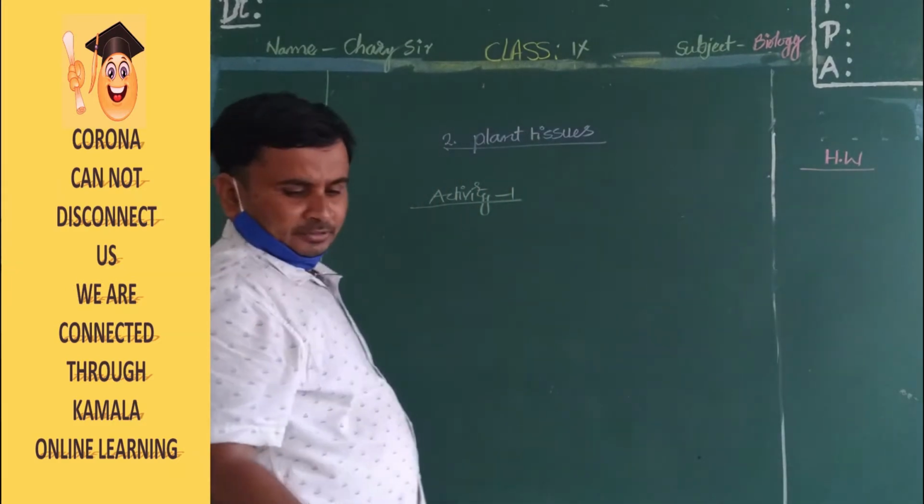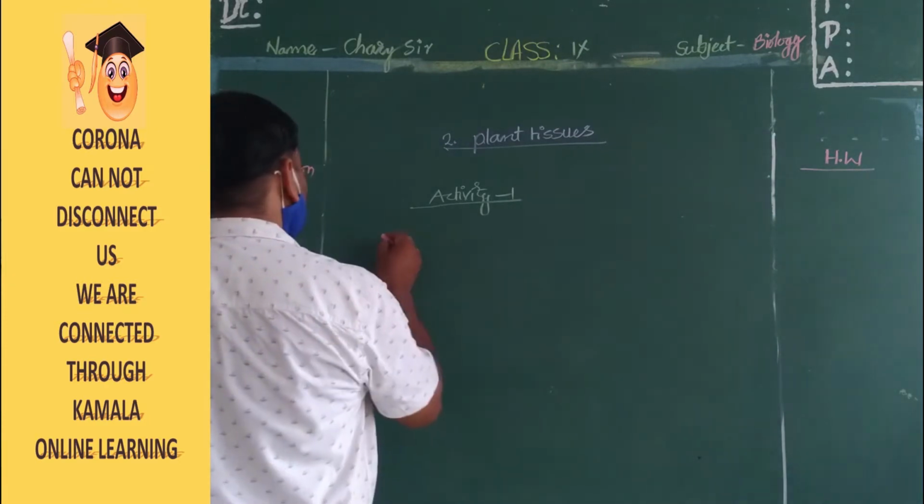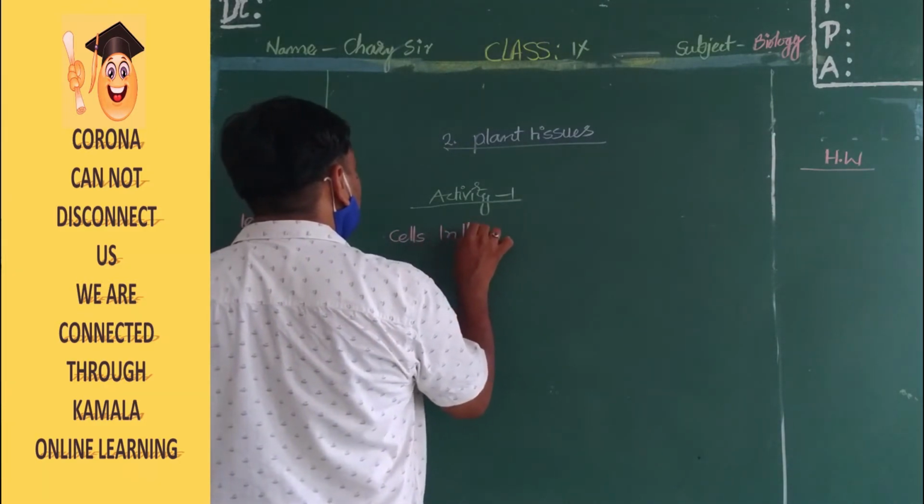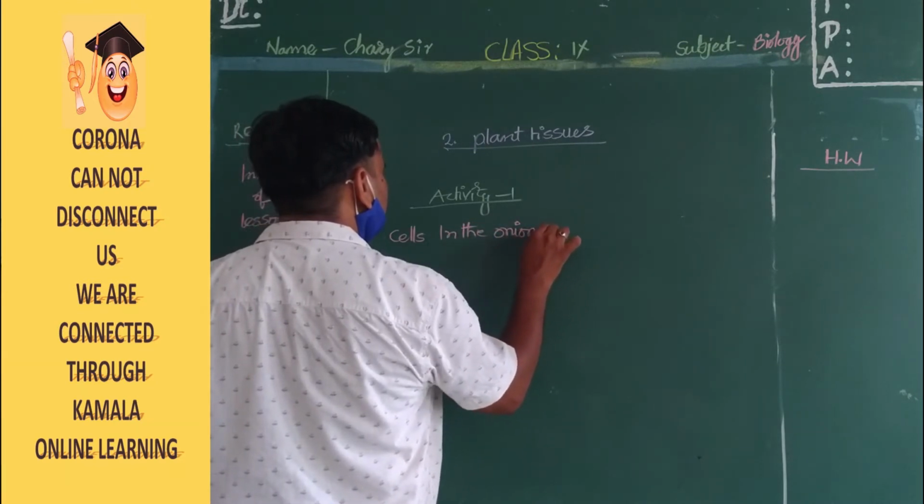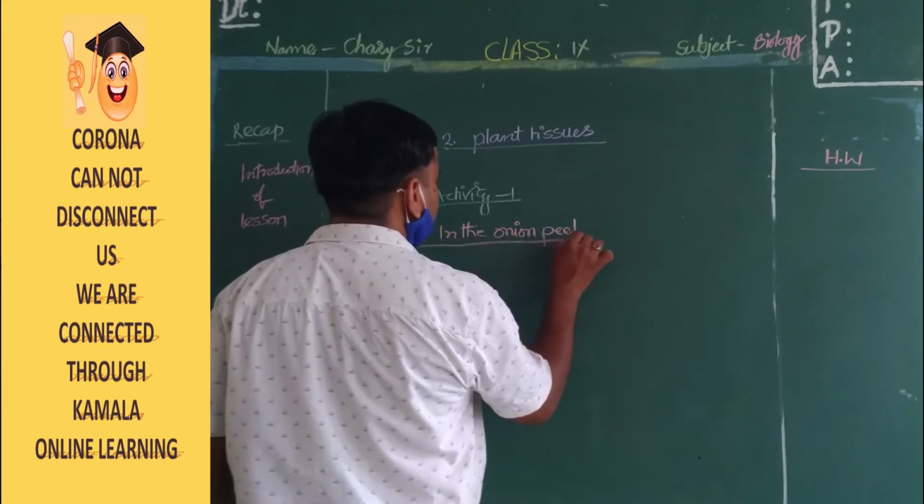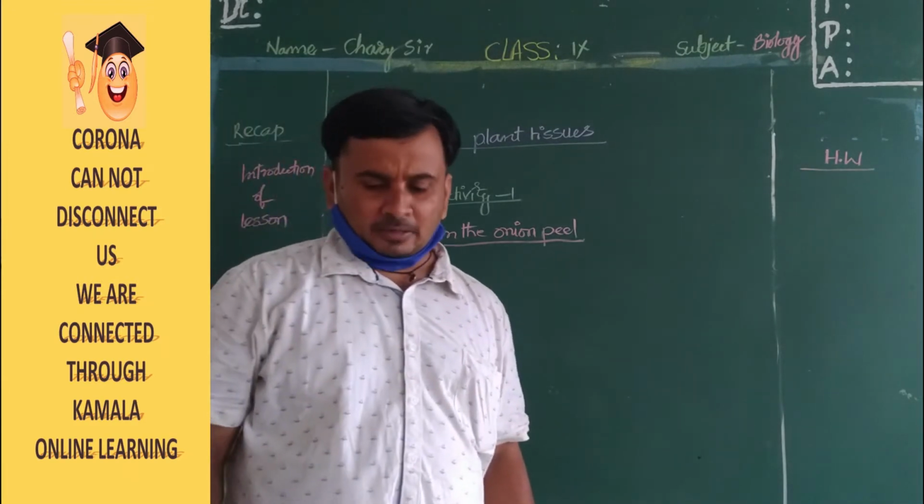If you see activity 2, cells in the onion peel. Take a piece of onion peel.